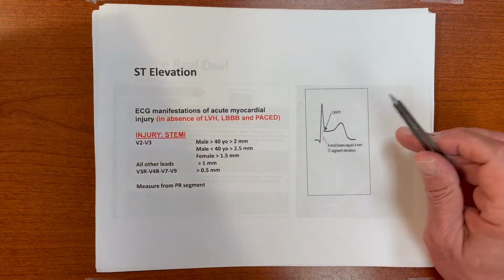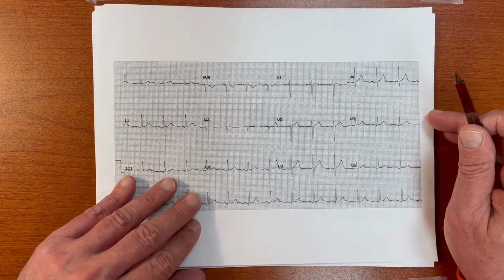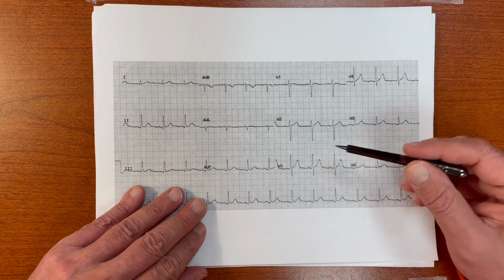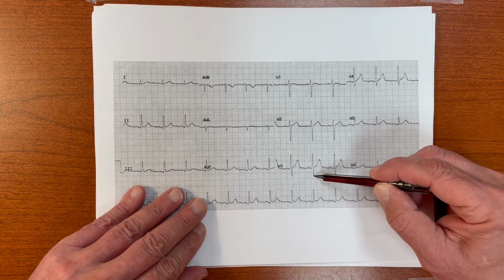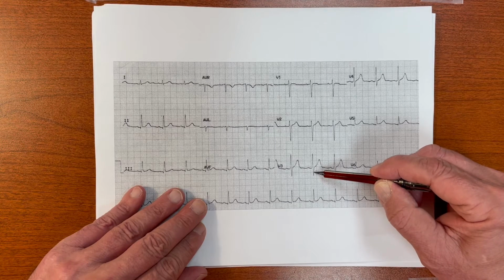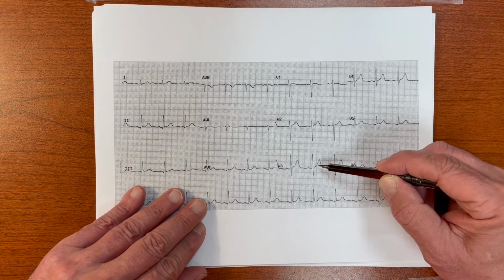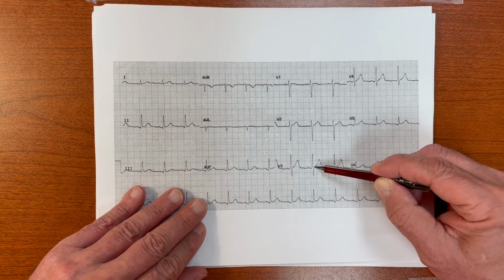And if you notice in a normal tracing, as we see here, if you look very carefully, my J point is right here. How do we know where it is on this EKG? You just follow the S wave up and notice that that's a nice, clean, single slope. And where there's a transition, that's the J point. So my J point is right there.